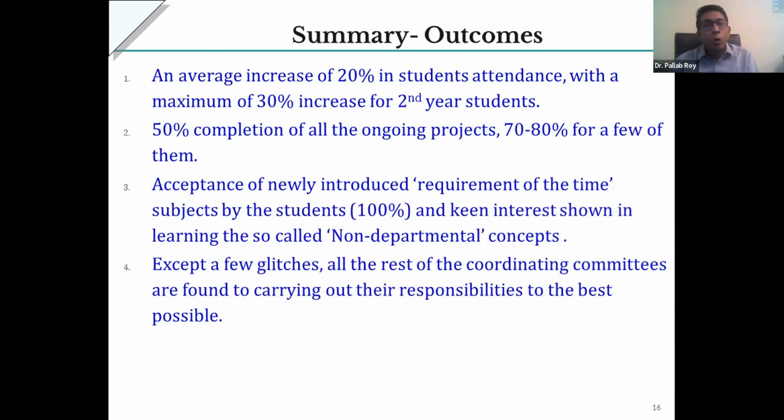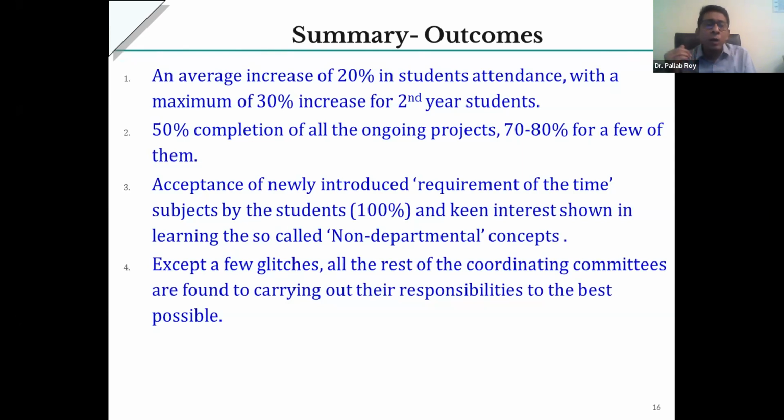Now, what were the outcomes? So these are all realistic data. I have just jotted down in a few lines. There is an average increase of 20% attendance over the span of time since when I started implementing this project, and particularly for second year students, they are still at the initial level of their degree, so it was easier to make them understand, and there is a 30% increase in the average attendance compared to the earlier status. Now, the project execution, there was a lot of emphasis provided, and by now 50% of all the ongoing projects for the final year students are over, and in some cases 70 to 80% work is already done, and it is expected that by the end of this month or maybe by the end of the next month, almost 100% work will be done for many of them.